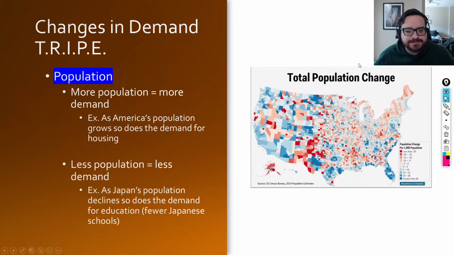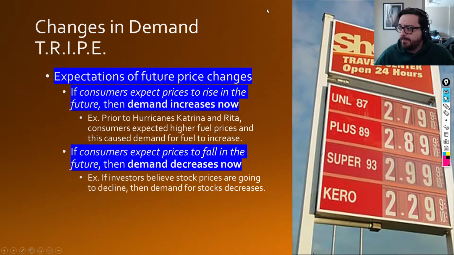That's the idea there. P is actually easy, which is population. If there are more consumers, you've got more demand, because demand is actually a sum total behavior. The more people there are, the more demand there is for stuff. The less people there are, the less demand there is for stuff. That's not complicated. So more population, more demand, less population, less demand. Boom, easy.